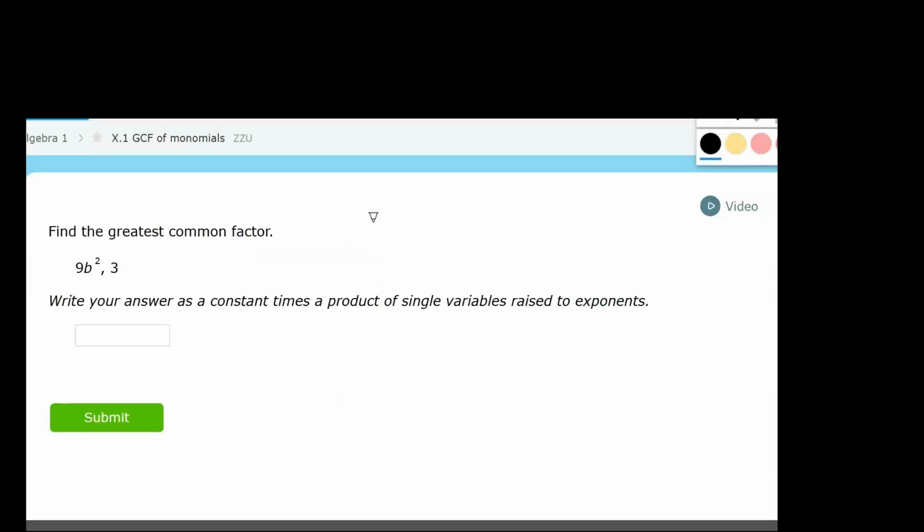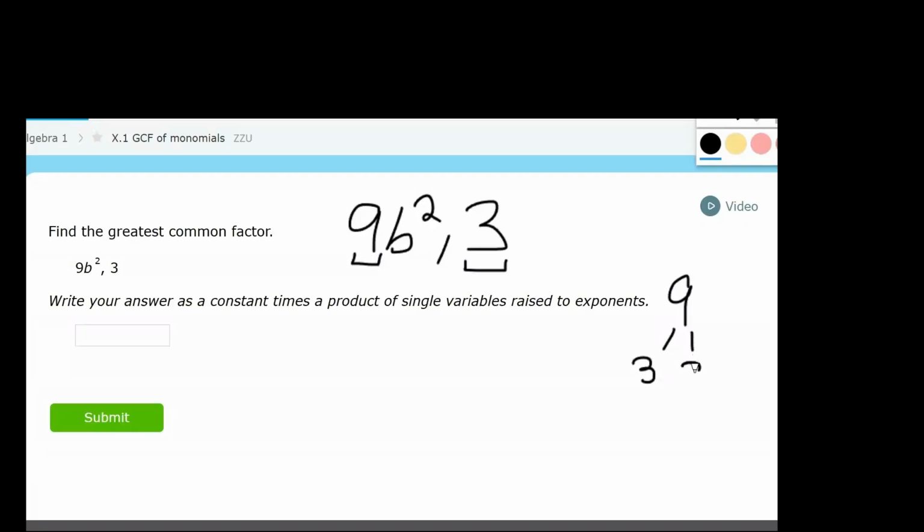Here's another problem. This time we have 9b squared and 3. Again, we're going to look at the number component first. So here we have 9 and 3. So let's break down 9. 9 can be broken down into 3 times 3. 3 can be broken down into 3 times 1. And again, our common factor here is just 3, which happens to be our greatest common factor.